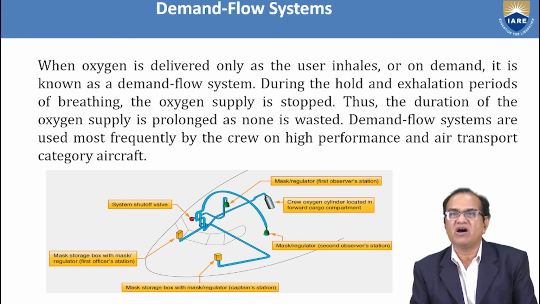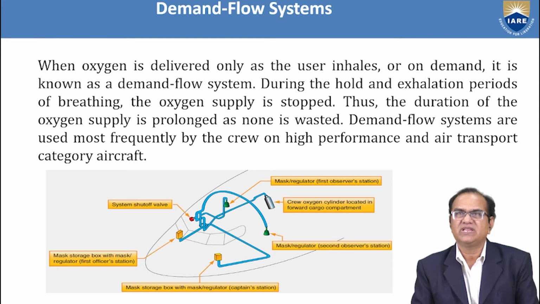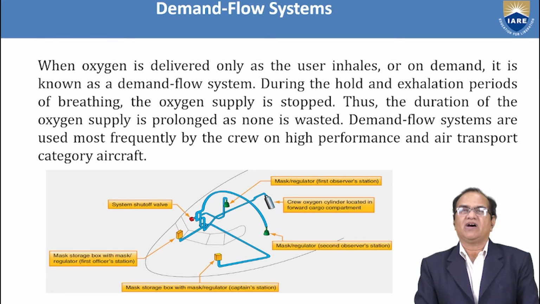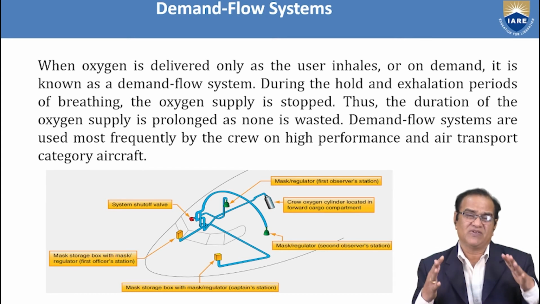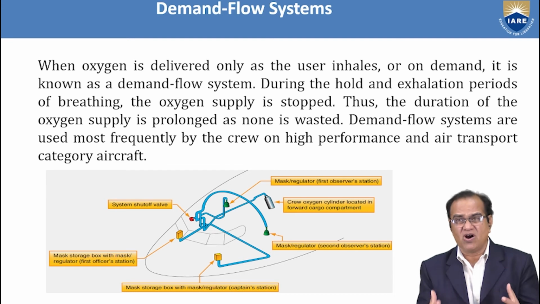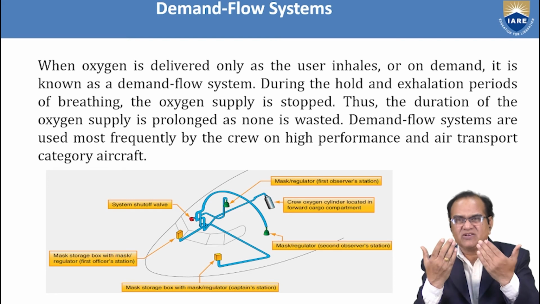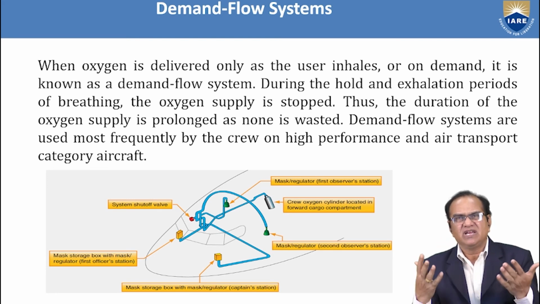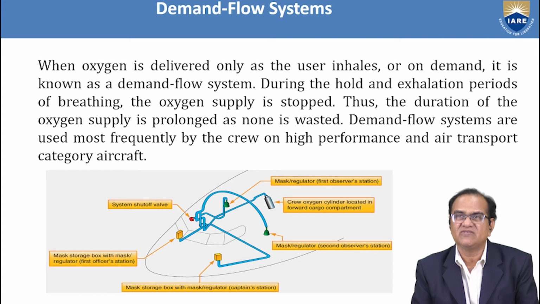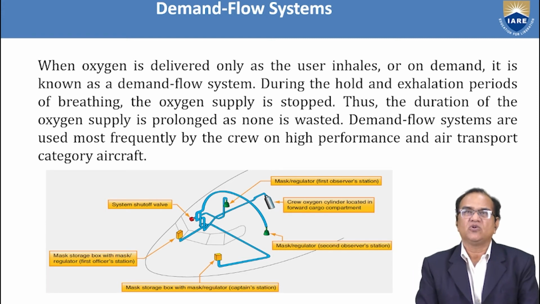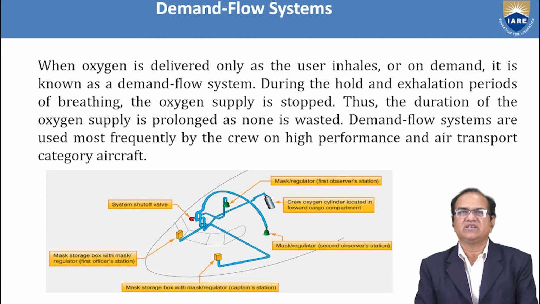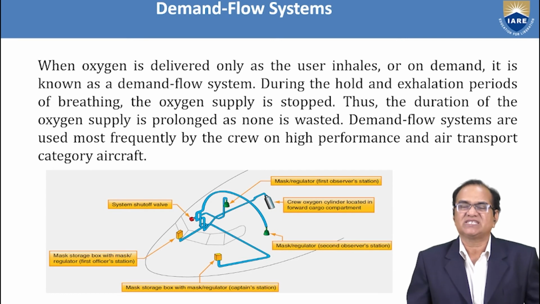Now the next one is the demand flow. In this demand flow system, oxygen is delivered only as the user inhales. Whenever the user wants, the mask is fixed here, and as and when he or she is breathing in, the oxygen will go inside. When oxygen is delivered only as the user inhales, or on demand, it is known as the demand flow system. During the hold and exhalation period of breathing, the oxygen supply is stopped.